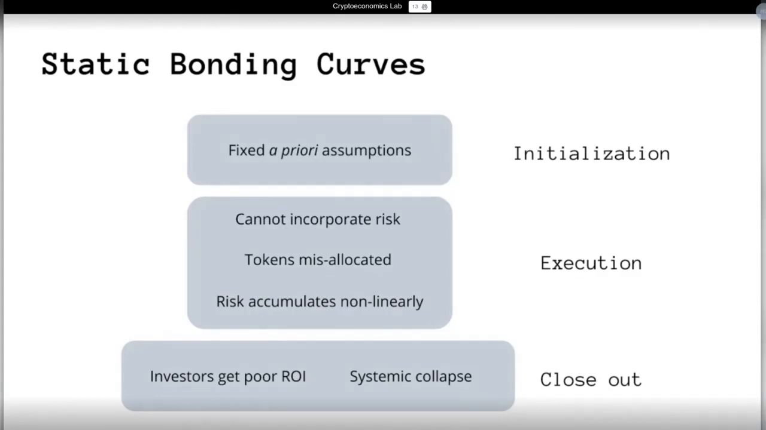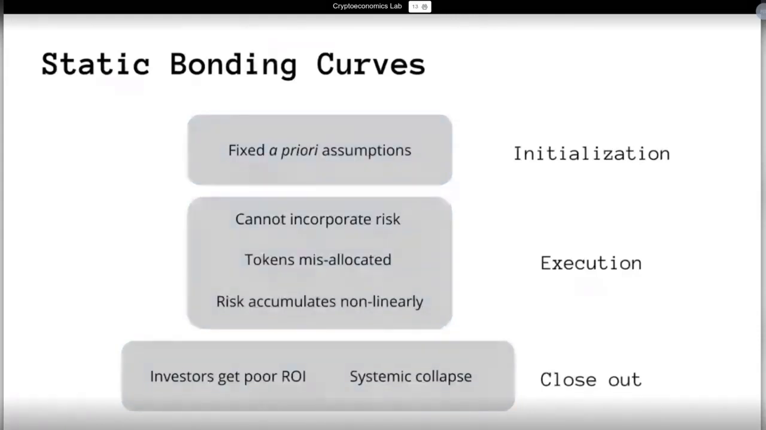So as a result of that, the tokens within the bonding curve get misallocated. And sometimes if there are too many external risks, these risks also accumulate nonlinearly, because you have mechanisms that are compounding, like tokens within the reserve being used as collateral for other things. So you have this compounding nonlinear effect where the risk just accumulates, and if that happens too much, the system will actually collapse.